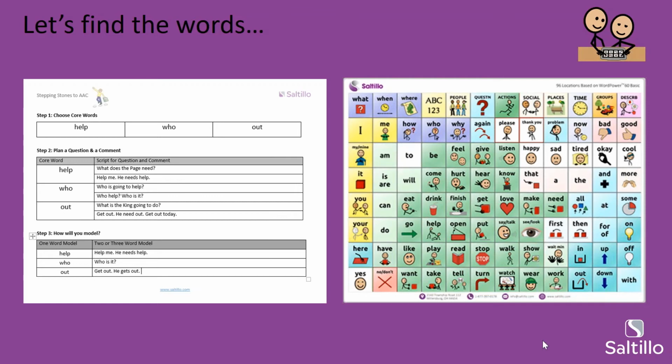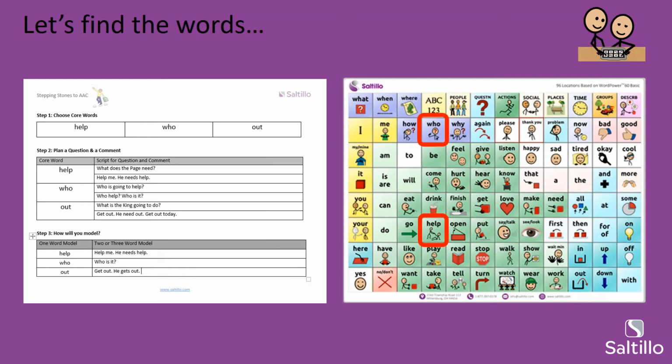For step 3, I have listed at the bottom how you might model these words. For help, using some of the scripts that I've already thought of, I chose help me, he needs help. And then for who, I said who is it, because those are all on my low-tech board. And then for out, I chose get out, or he gets out. Or if we're using words that are on our low-tech board, you could say you get out. Maybe you get out of the tub. Okay, so let's find our words here. So we have help.